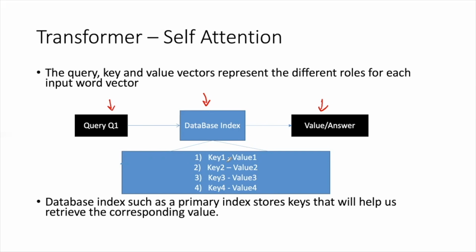Similarly, we can understand the query, key, and value matrices in a similar way. We first try to find the relevant key vector for our query vector, and then we pull out the associated value vector. That's how the scenario of a database index and the self-attention that we are seeing here can be related.